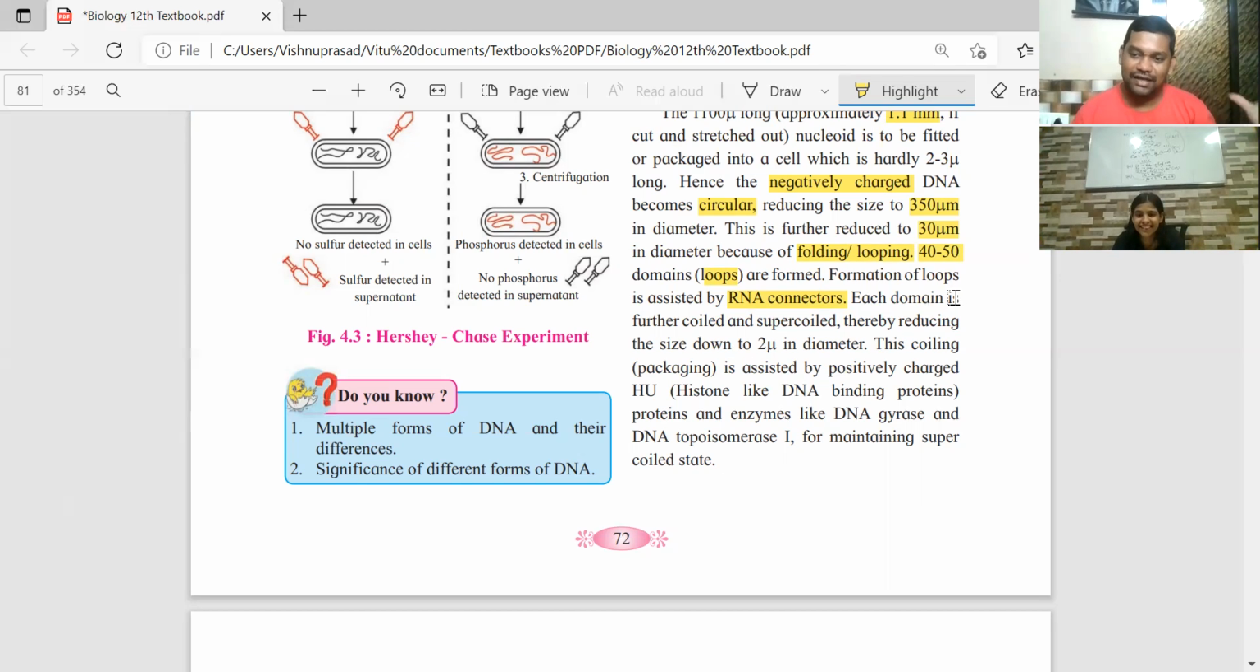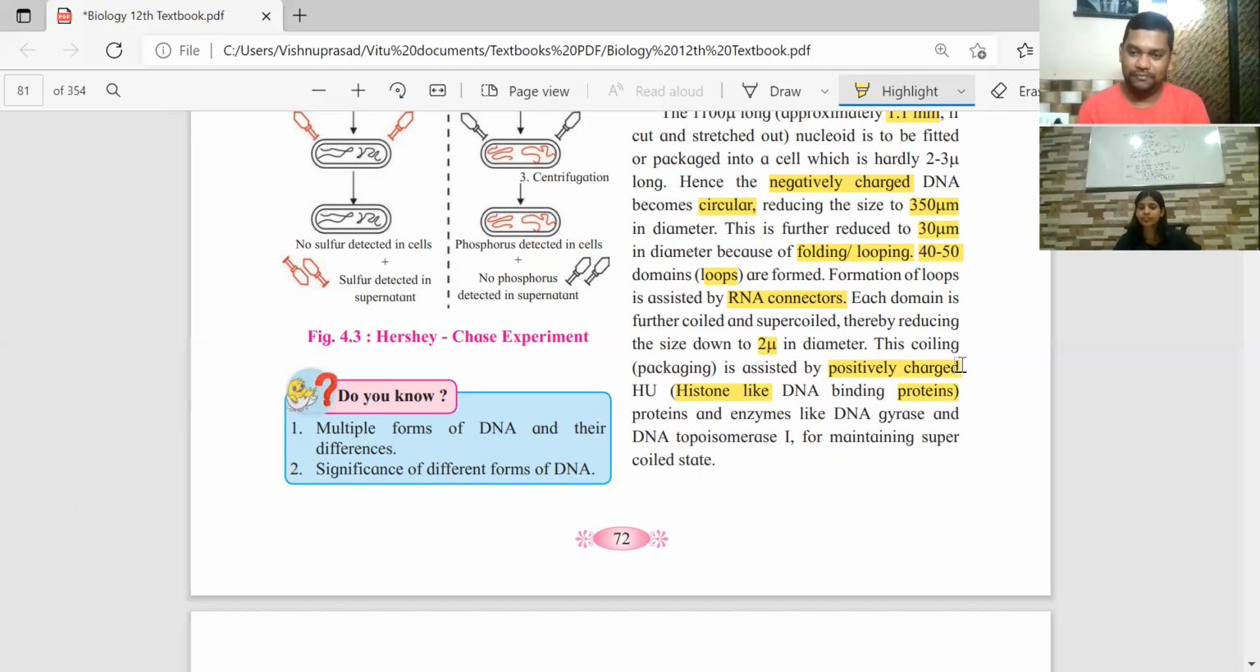So RNA connectors help in the formation and also keep it stable. Because of this coiling and supercoiling, the diameter comes down to 2 microns. What? From 100 microns, it is brought to 2 microns, imagine. Now there are something called histone proteins. Histone proteins are a type of proteins which are positively charged, so they help in this coiling and packaging of the DNA. Okay, so what do RNA connectors do?